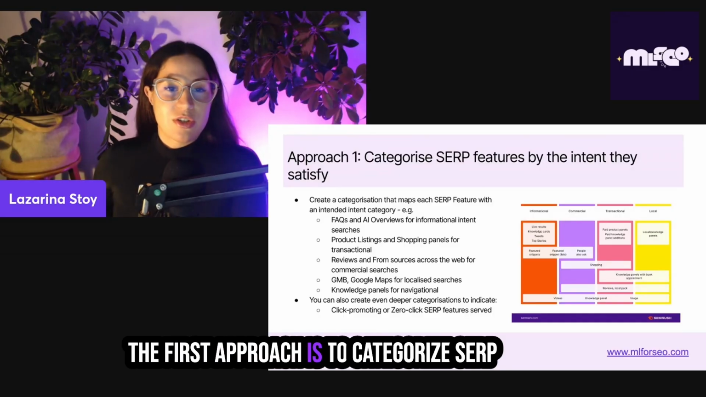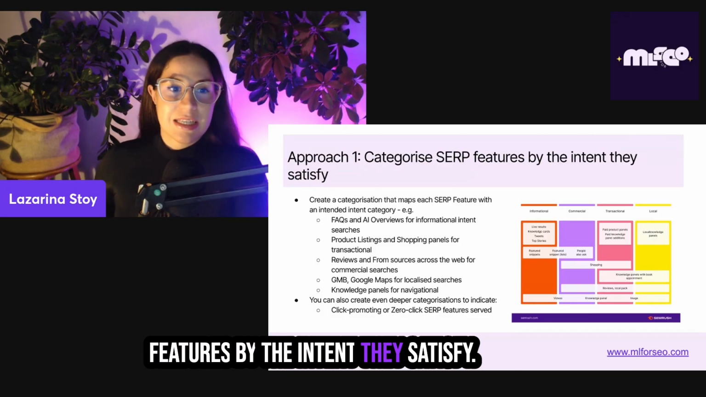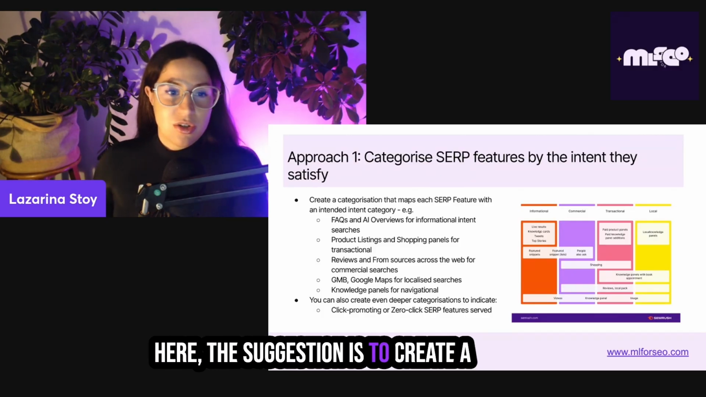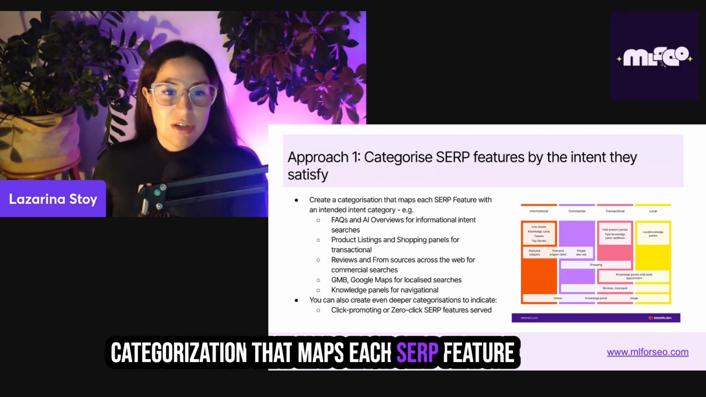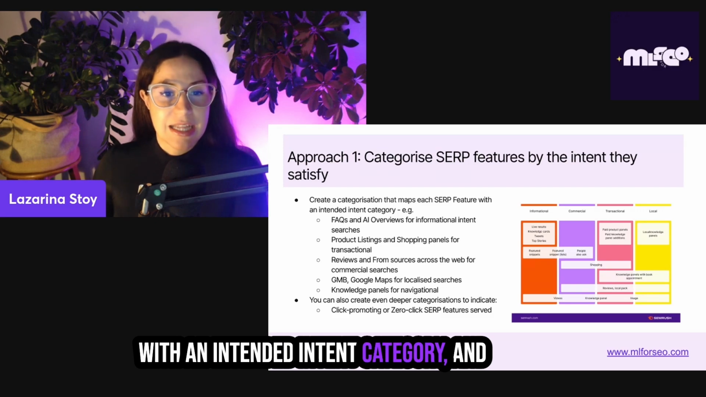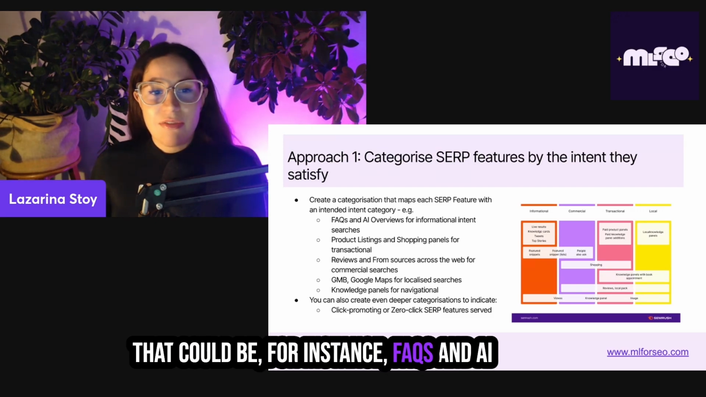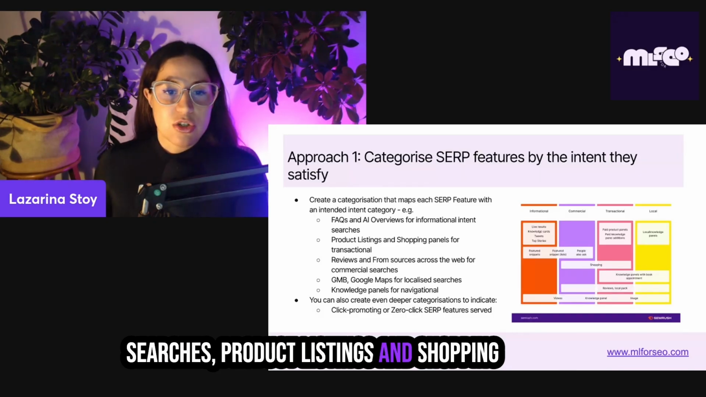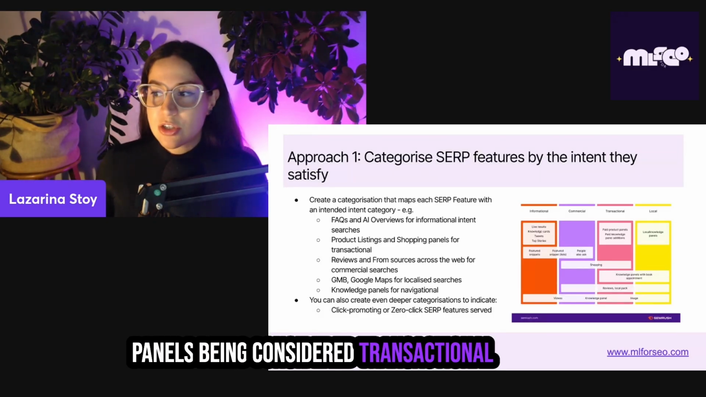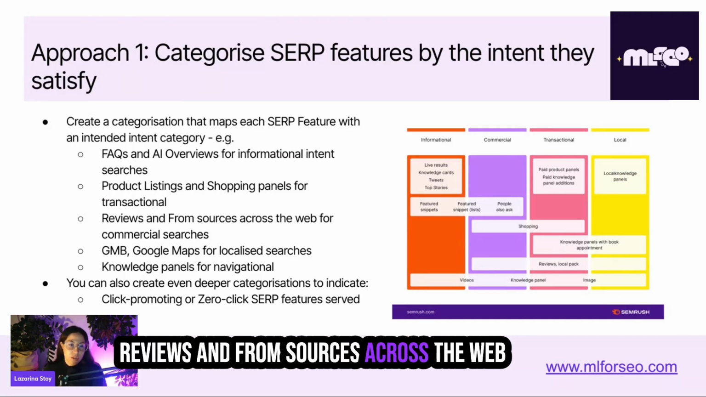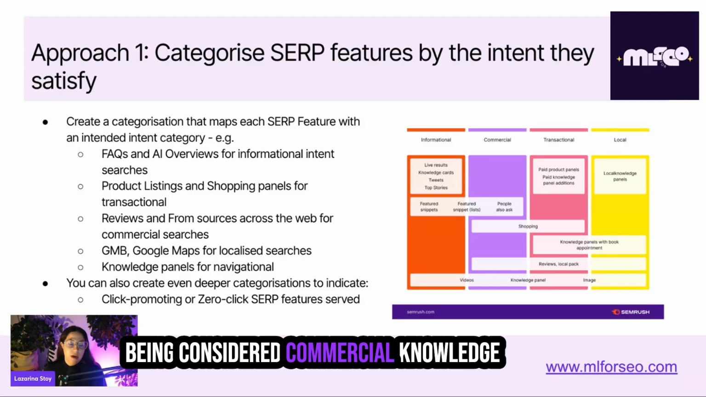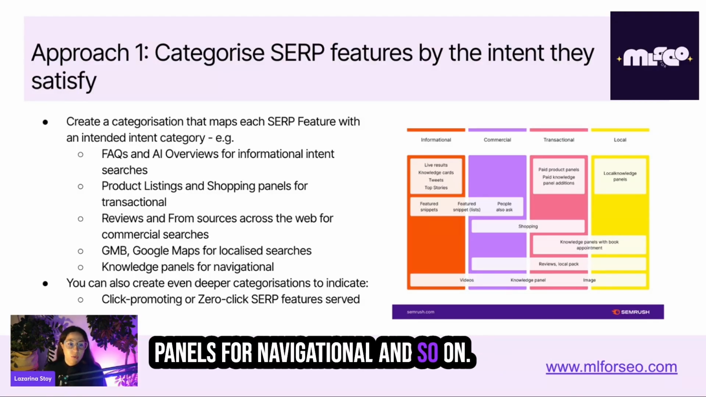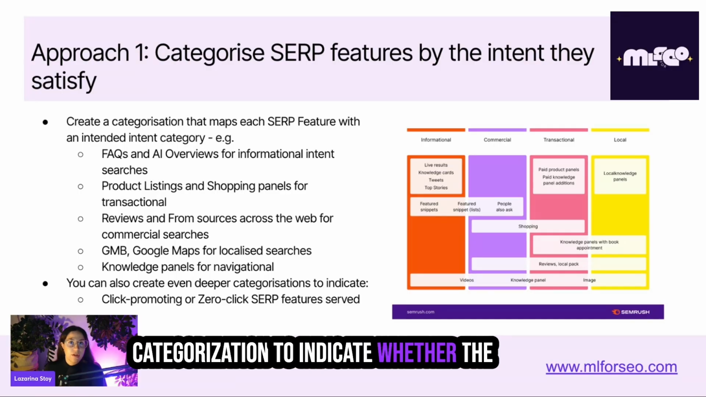The first approach is to categorize SERP features by the intent they satisfy. Here, the suggestion is to create a categorization that maps each SERP feature with an intended intent category. And that could be, for instance, FAQs and AI overviews being informational intent searches, product listings and shopping panels being considered transactional, reviews and from sources across the web being considered commercial, knowledge panels for navigational, and so on. You can also create an even deeper categorization to indicate whether the SERP feature is click promoting or zero click.